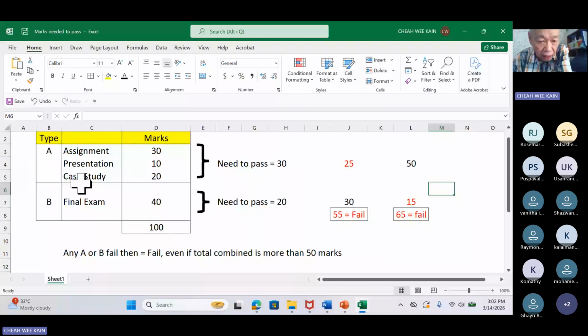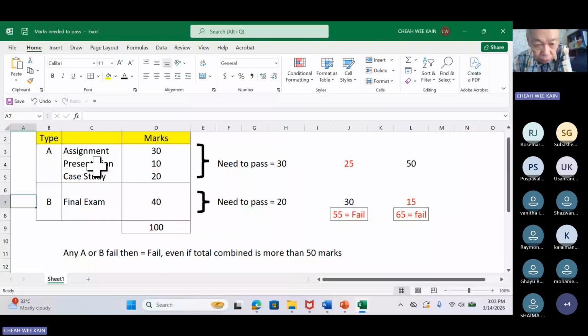These are worth 30, 10, and 20 marks. So coursework is 60 marks. The final exam will be 40 marks. The date of the final exam will be informed to you later. It should be quite close to the end of the semester. The coursework you need to submit by 20th of March.